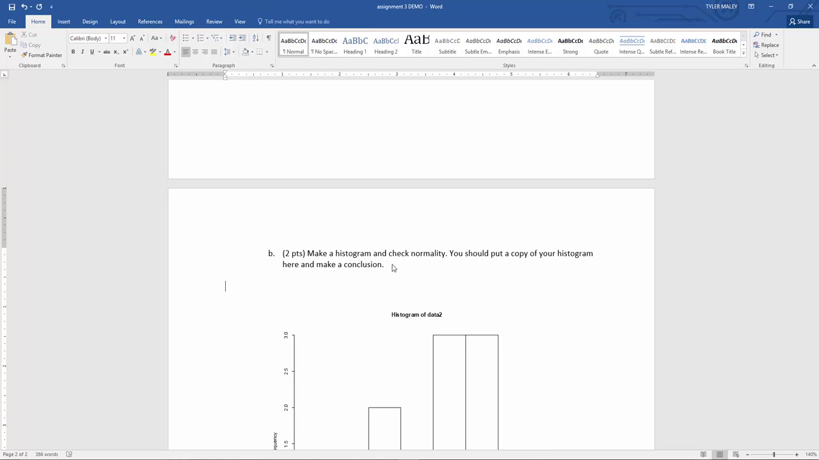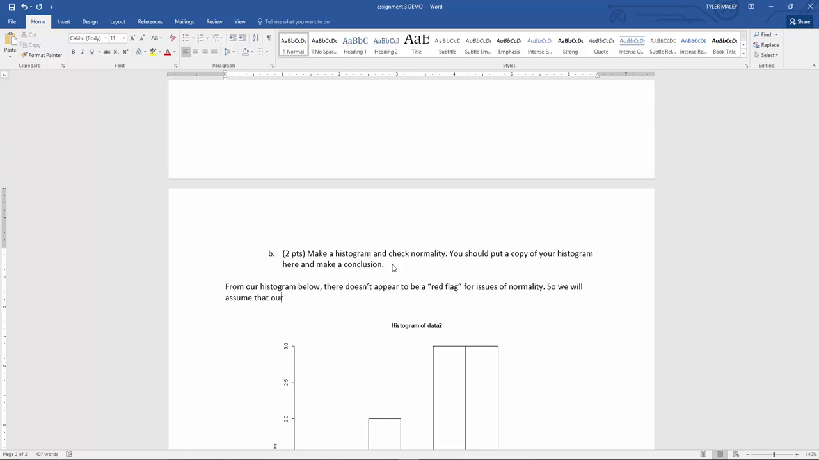So we could say, from our histogram below, there doesn't appear to be a red flag for issues of normality. So we will assume that our population is normally distributed and continue with our hypothesis testing. That's what I would say, something like that.